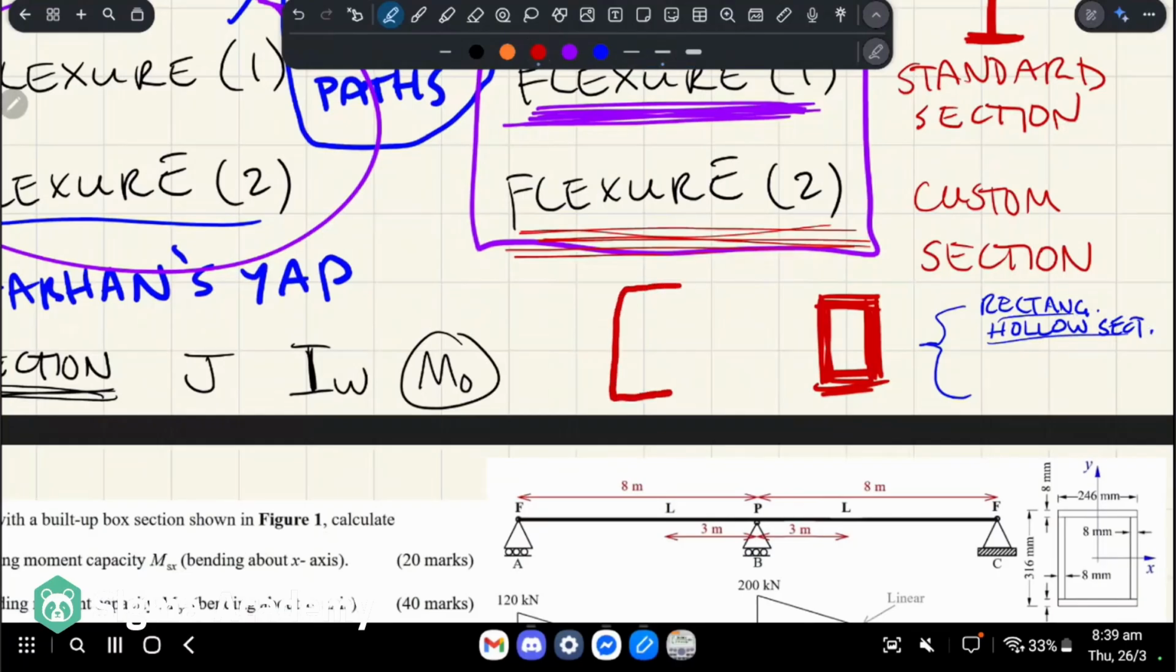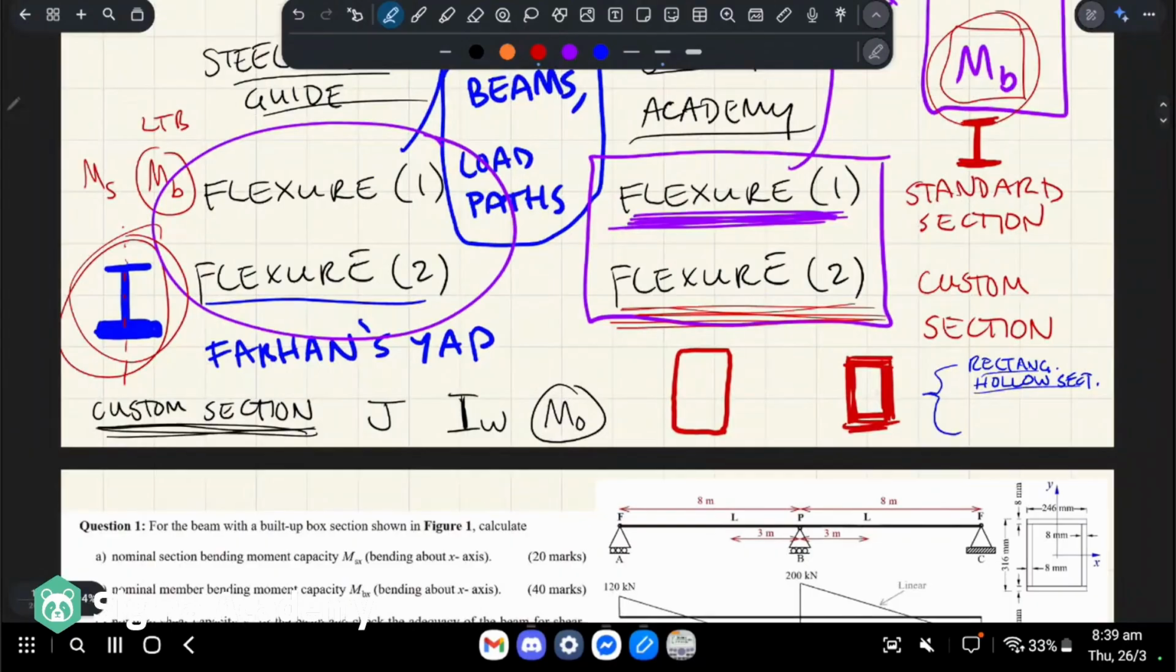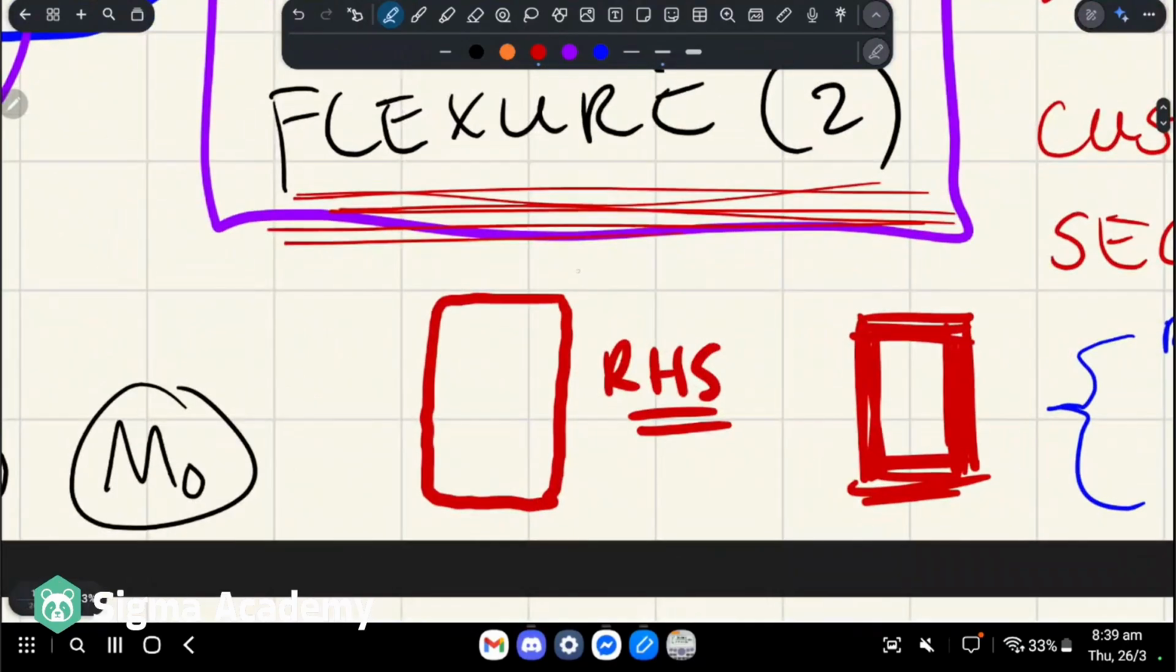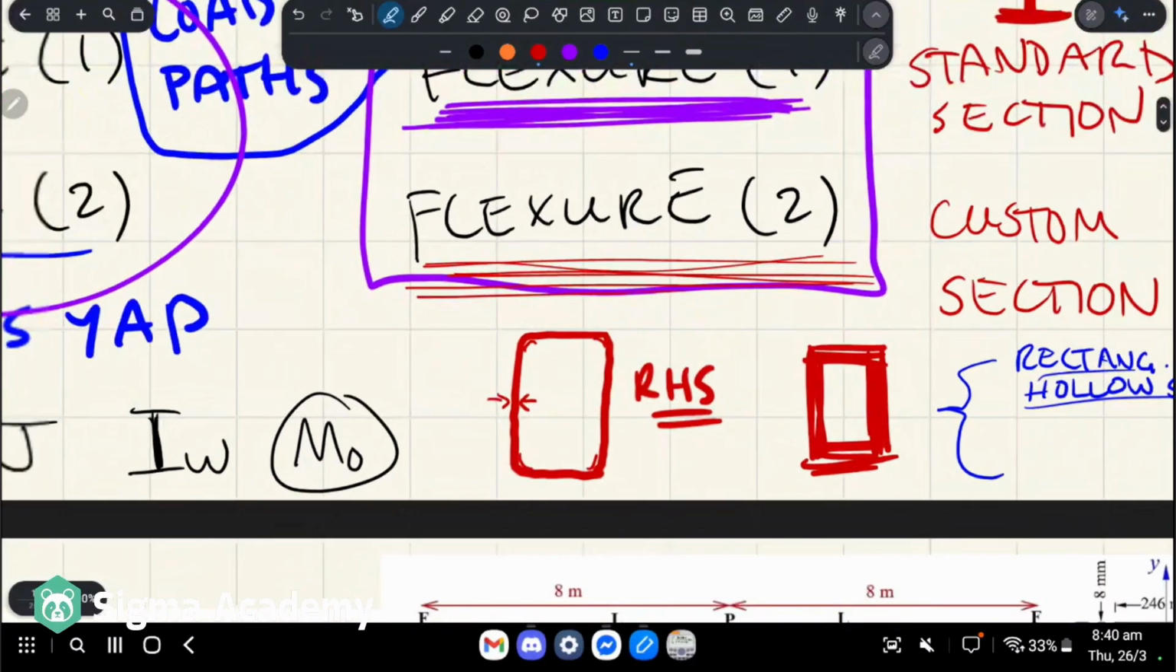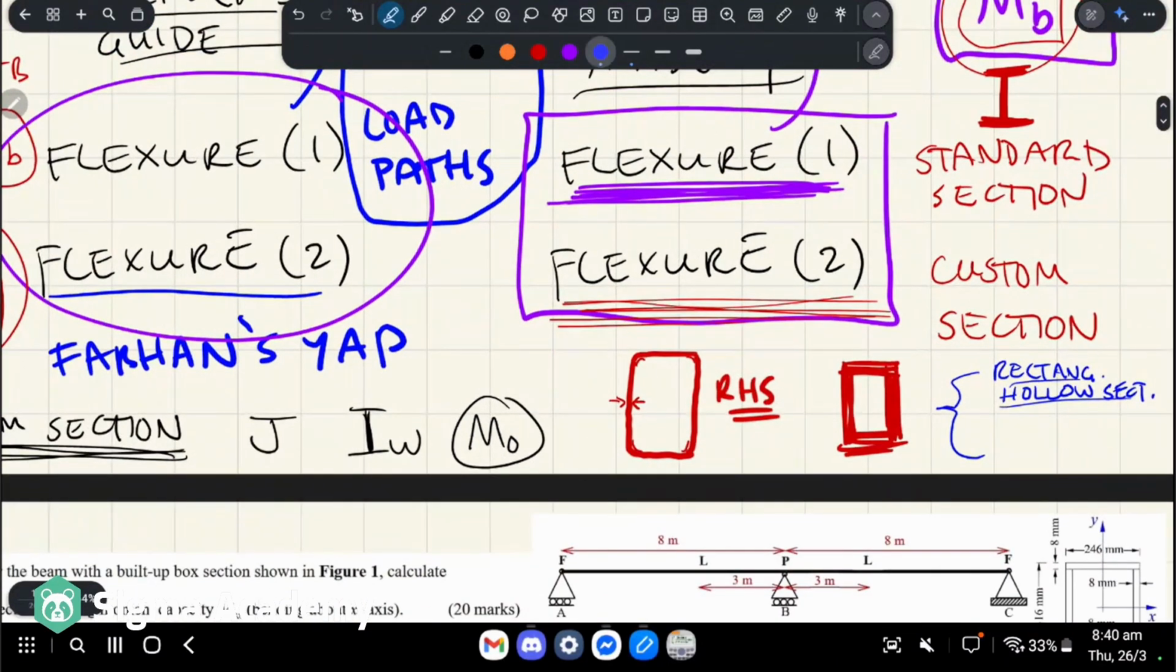And that would mean it's a standard section basically, like these RHSs. It implies a standard section with a certain, for example, fillet radius on the corners and a certain gauge or thickness of the steel. And these are always cold formed.